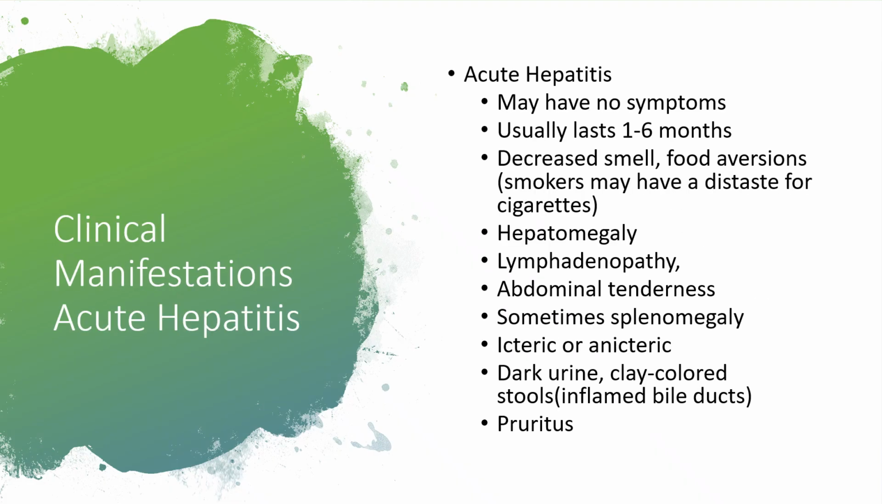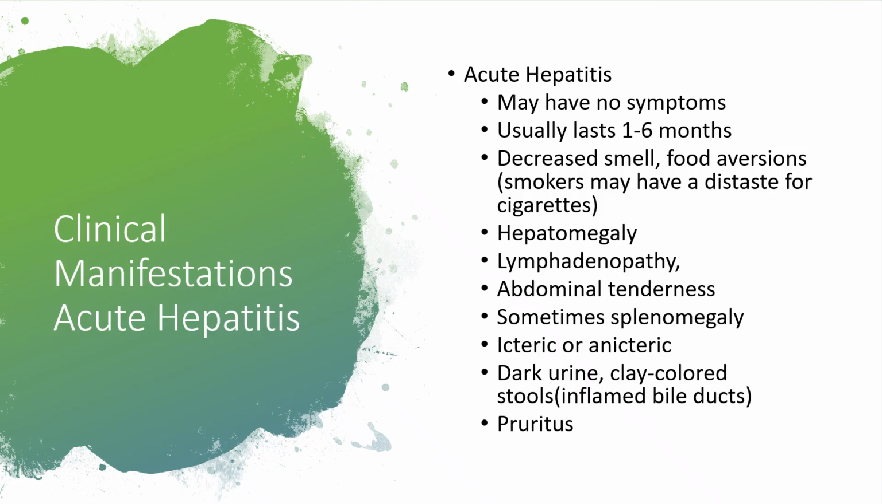When discussing viral hepatitis, we classify the clinical manifestations into two broad categories: acute hepatitis and chronic hepatitis. Let's begin by focusing on acute hepatitis. It is important to recognize that many patients with acute hepatitis have no symptoms at all. They may not even know that they're infected. For others, symptoms can vary widely and may resemble a flu-like illness.